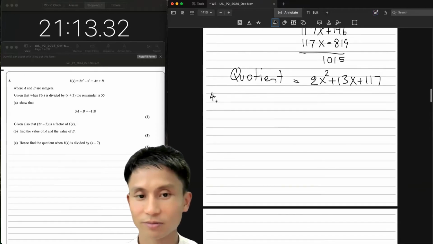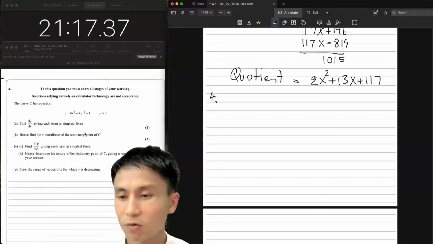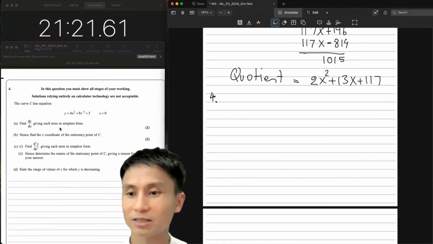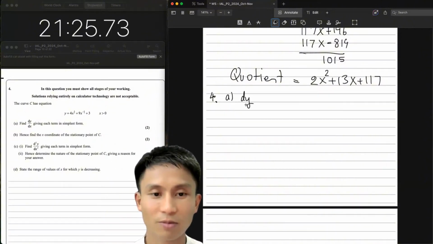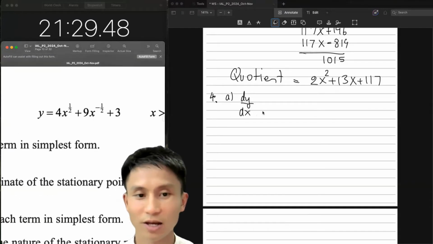Number 4. Number 4, we have the equation of some curve there. Find dy by dx, giving each term in the simplest form. Okay, so dy by dx for A. Let's zoom in a little bit more there.